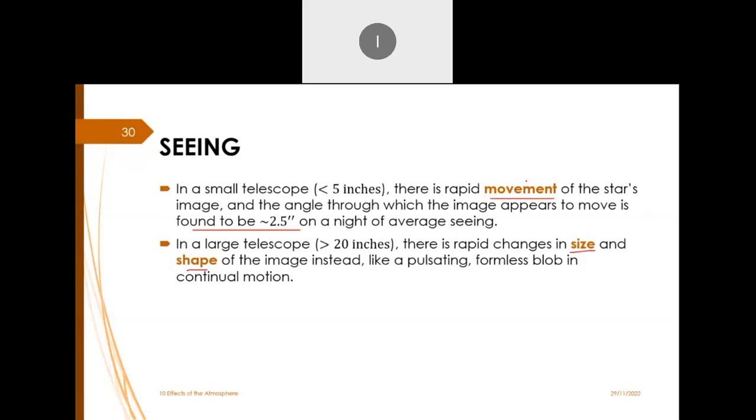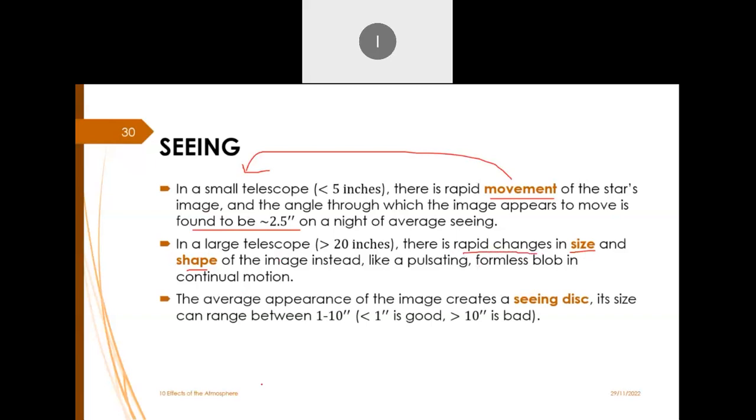So you have to note the keyword for any particular telescope. For the small telescope, it is the rapid movement of the stars. For the large telescope, it is the rapid changes in size and shape. The average appearance of the image creates a seeing disc. Its size can range from 1 to 10 arcseconds. A star's diffraction disk can be seen if the seeing condition is good.